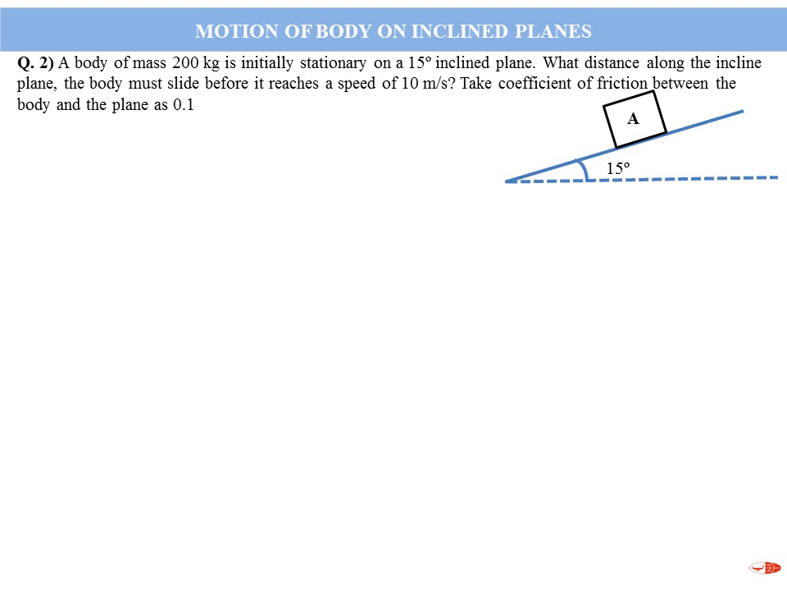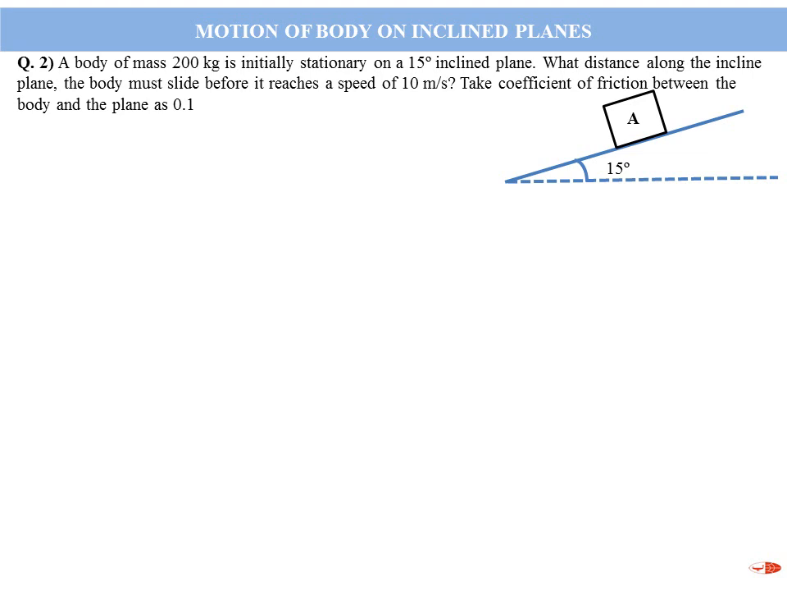This problem you cannot solve using only the equations of motion, the equations of kinematics: v squared equals u squared plus 2as, v equals u plus at, s equals ut plus half at squared. Only using those equations you cannot solve this problem. Why? Here the body starts from rest, u equals 0. You need to find the displacement s. v is given, v equals 10 meters per second.